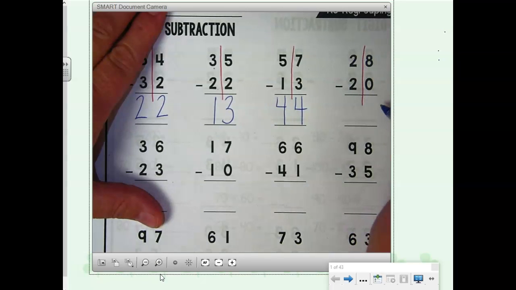28 minus 20. Start on your ones column. 8 minus 0. Now remember that 0 is kind of like a grape. You can just pop it in your mouth. It's nothing. So we bring down our 8.